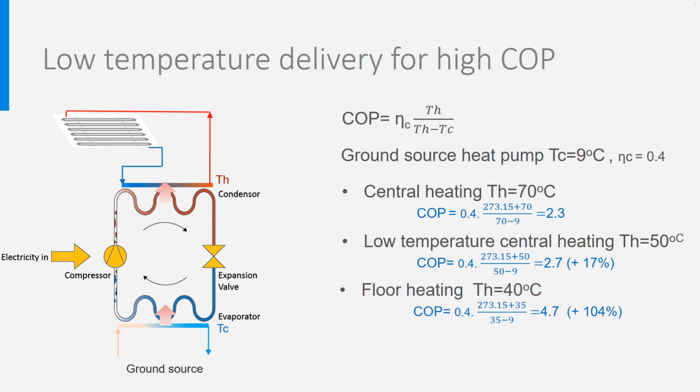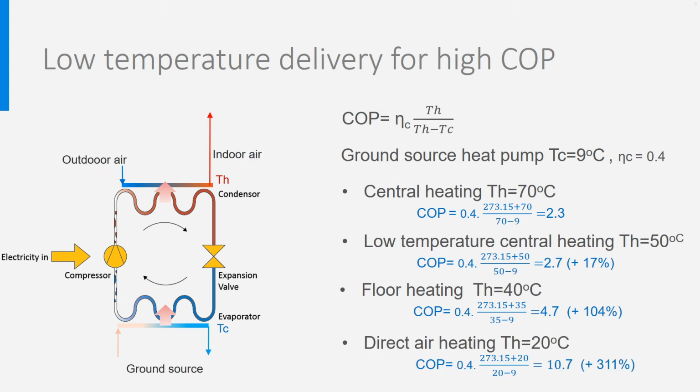If we have installed floor heating, the heating temperature TH will be around 40 degrees instead of 50, bringing this time the COP to 4.7, an increase of 104%. And finally, if we would use direct room air heating at 20 degrees, the COP would increase to 10.7. That's a lot.